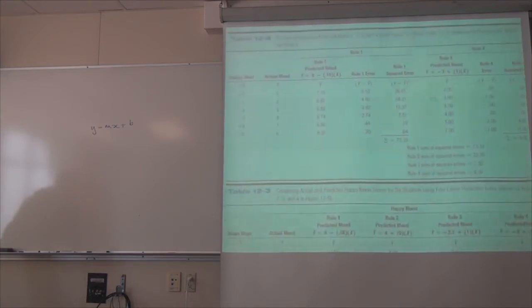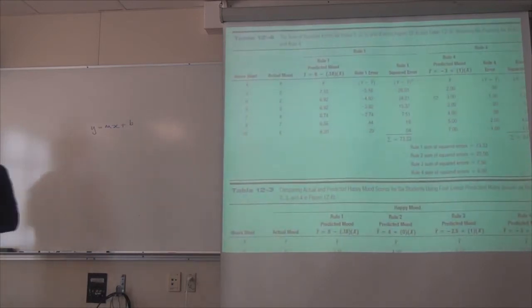Because you know how with the other one, first you square the deviations and then after that you multiply it by two? Yeah. So when do we do that and when do we do this?